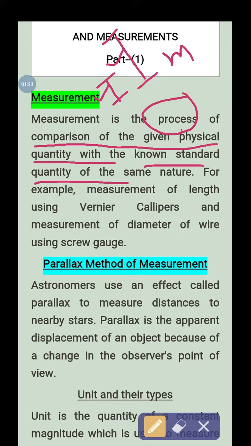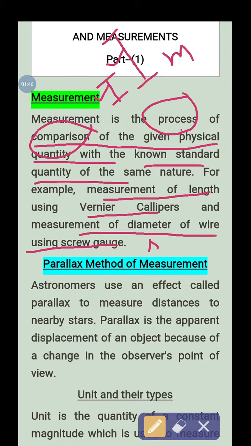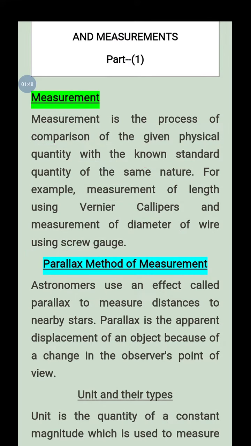Let me give an example here. Measurement of length using vernier calipers and measurement of the diameter of a wire using a screw gauge can be done. So this is measurement. I think it is clear that measurement is the process of comparison of the given physical quantity, and we also have some standard quantities, right? Now come to the next topic.